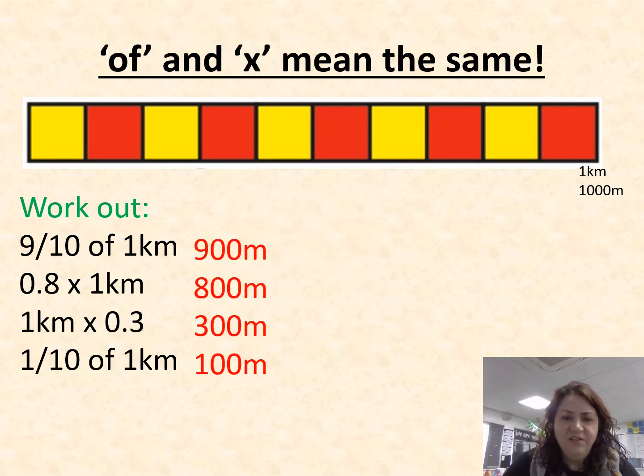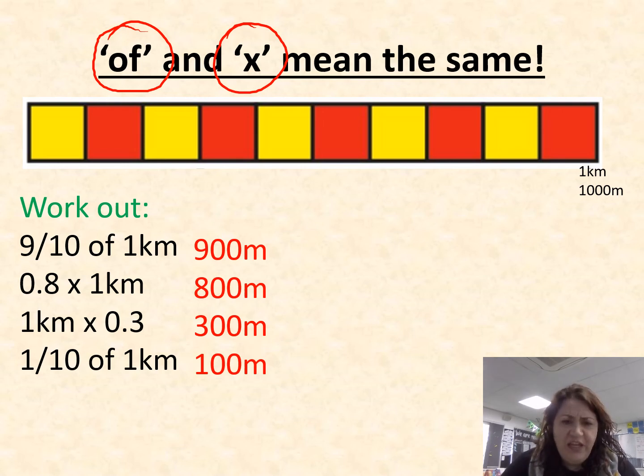Let's have a look at the answers to these together. So first of all, please remember that of and multiplied mean the same thing in this context. When we're talking about multiplying by a fraction or multiplying by a decimal, of means the same thing. So here are the answers.